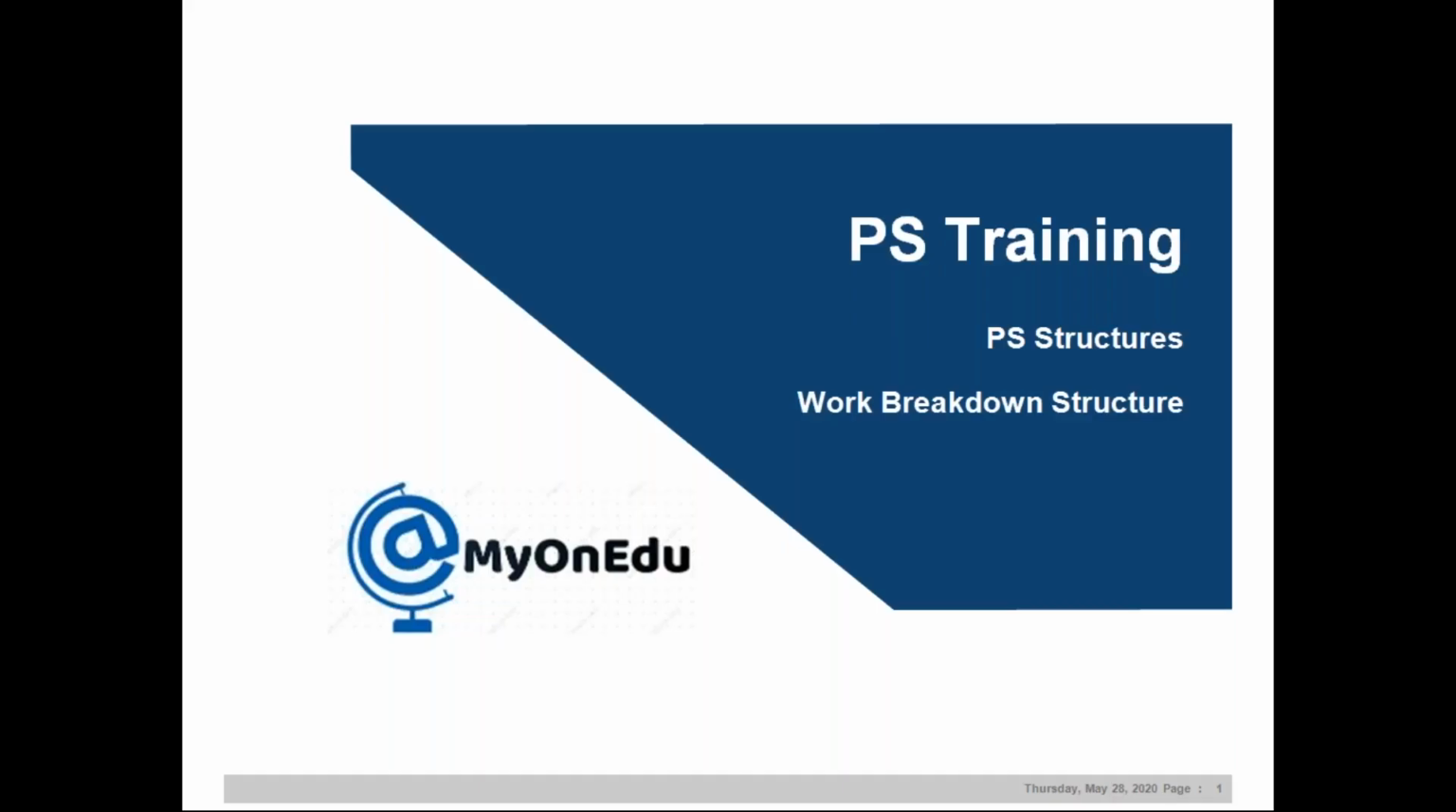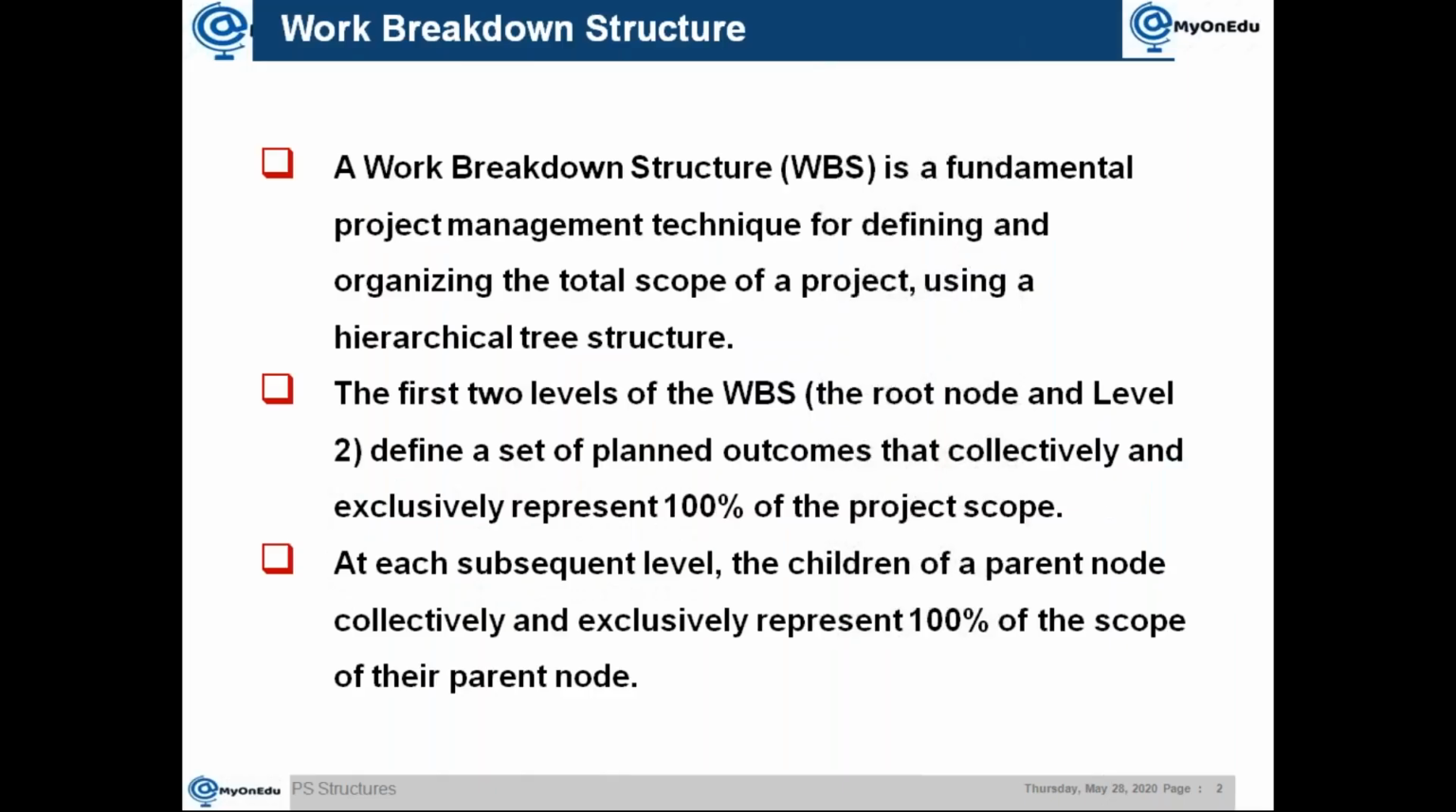Okay, so our approach will be: first, let's see theoretically what a WBS element is, just to understand the concept. Then let's see in SAP how we can create it and how we can structure it, and what configuration is required to create that. That way, we will be proceeding. So this is the explanation for work breakdown structure. A work breakdown structure, or WBS for short, is a fundamental project management technique for defining and organizing the total scope of a project using a hierarchical tree structure.